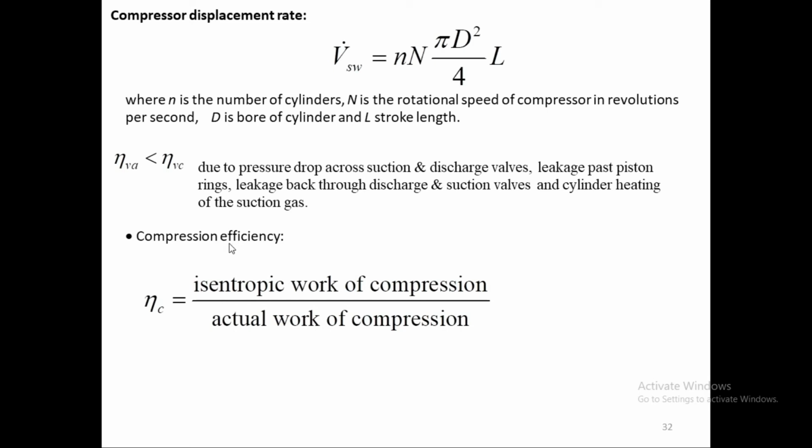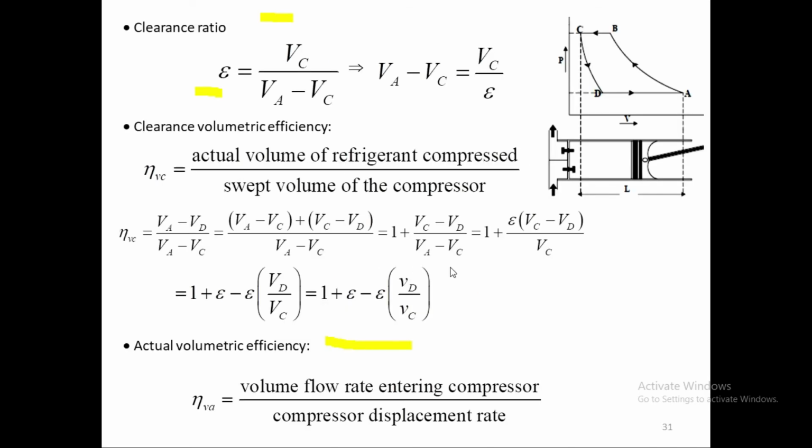So the isentropic compression efficiency, or simply compression efficiency, eta C, is the isentropic work of compression divided by actual work of the compression. This is the same isentropic efficiency that we have discussed earlier in thermodynamics. We will see this in the example problem also. I hope this equation is clear and you can understand this.